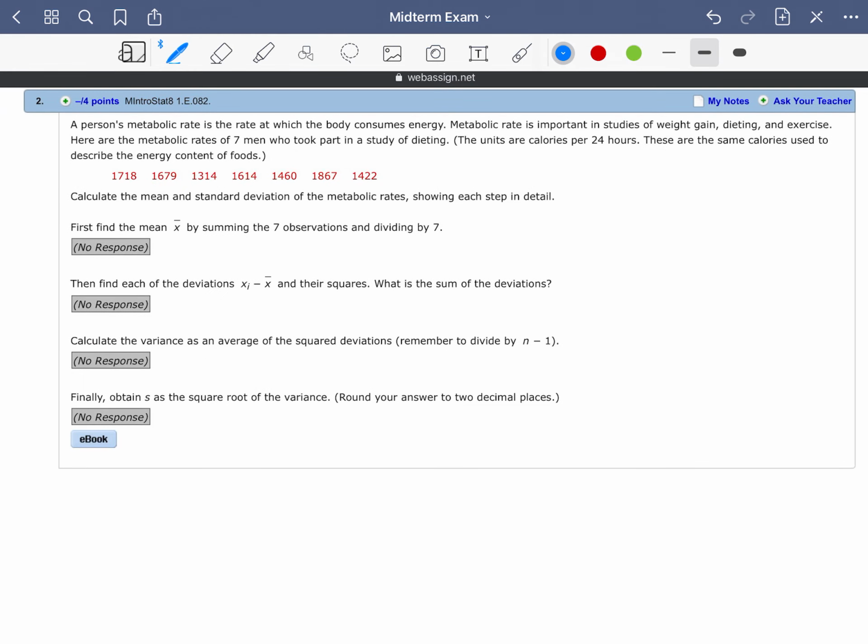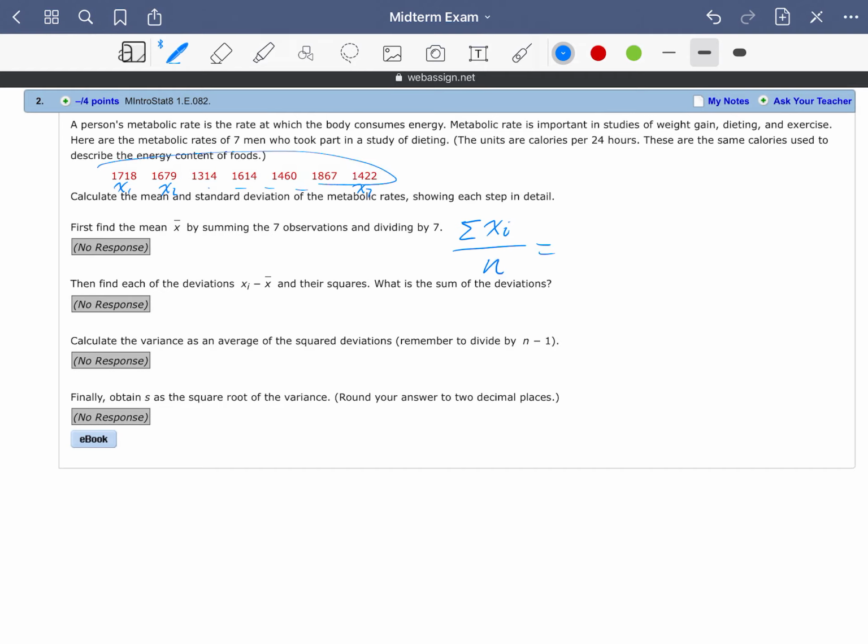Okay, so the second one, you are given 7 numbers and you are trying to find the statistics below. The first one is to find the mean, x bar, and it actually tells you how to do that by summing the 7 observations and dividing by 7, right? So the formula for this is to sum up all the data you have, xi. So this is x1, x2, all the way to x7. You're adding them all up and dividing by how many of them you have.